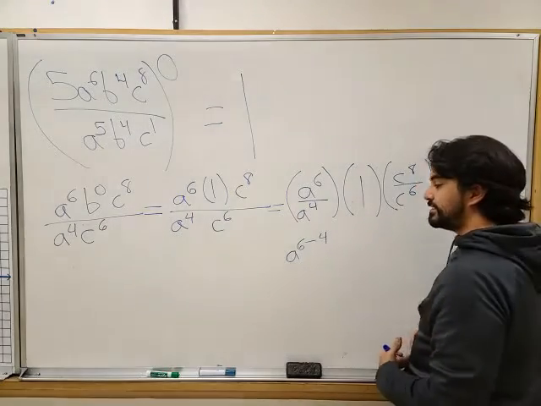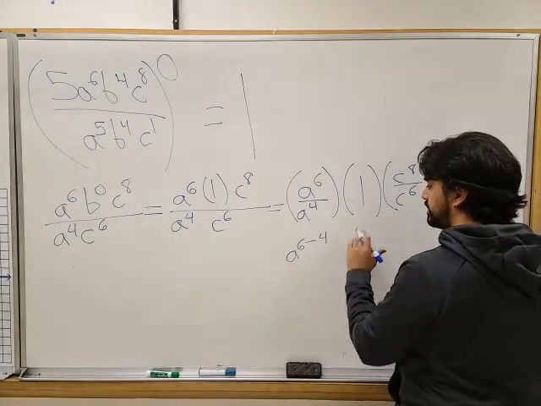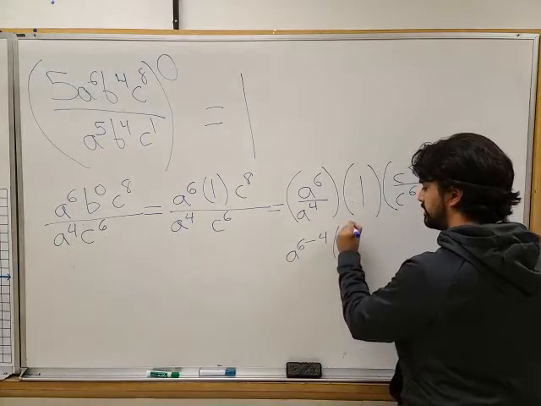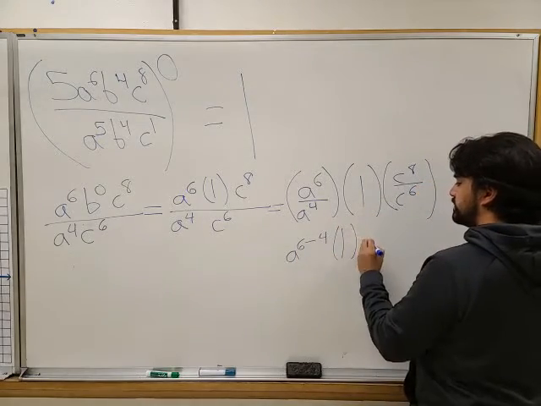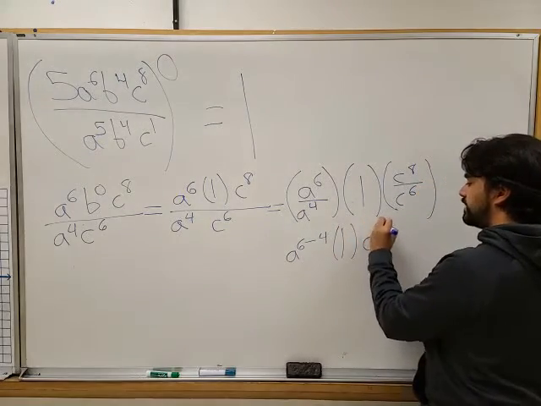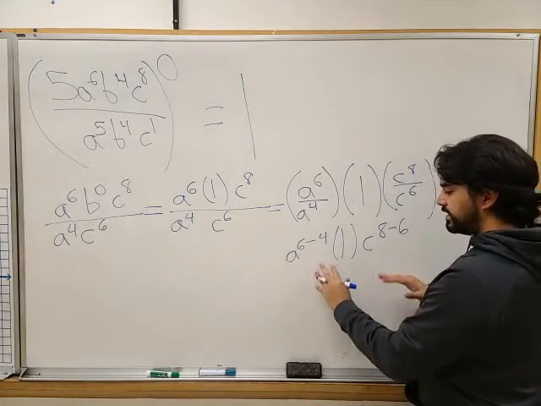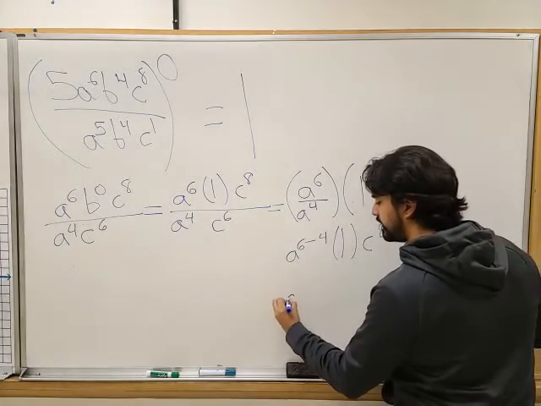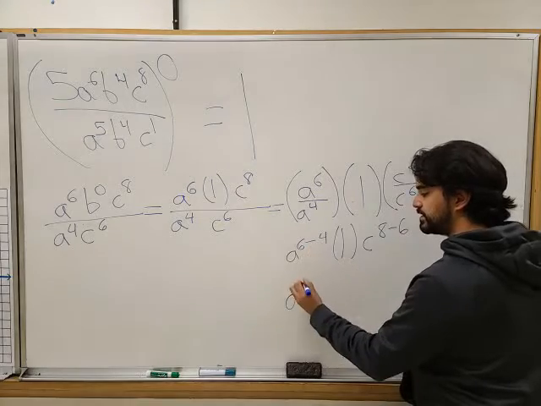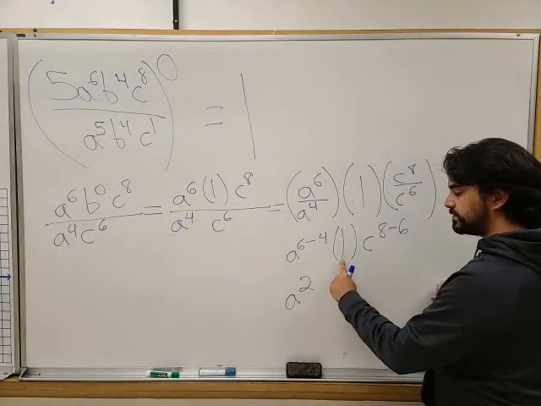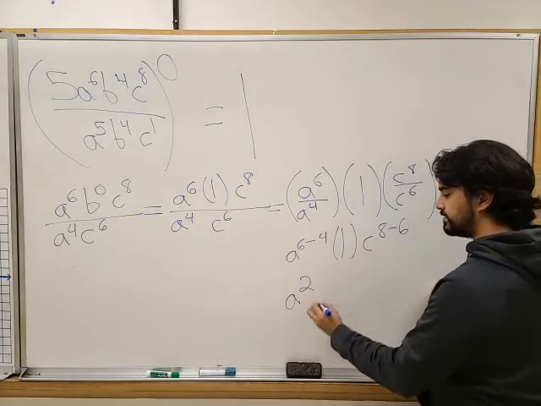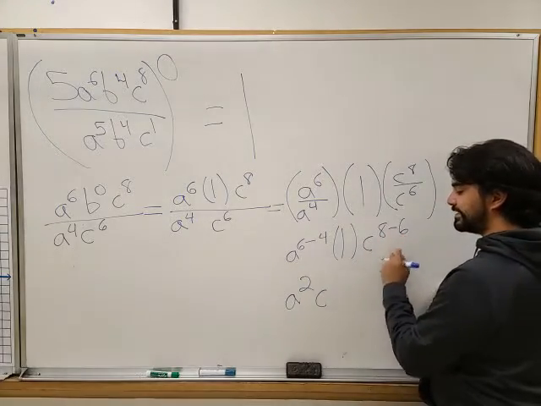Anything times 1 stays the same. So we have 1 c to the power of 8 minus 6. And to finish it off, we have a, 6 minus 4 is 2, times 1 stays the same. And then we have c, 8 minus 6 is 2.